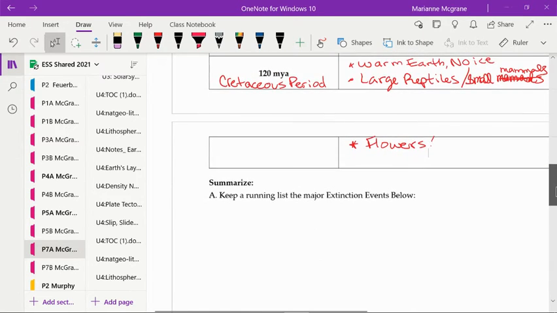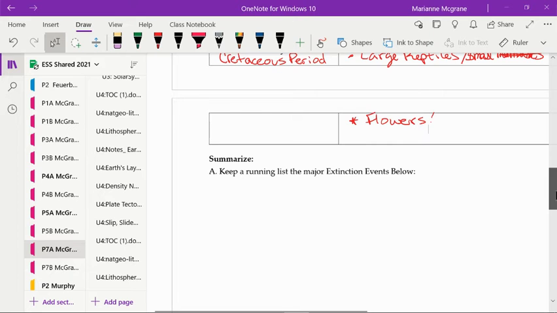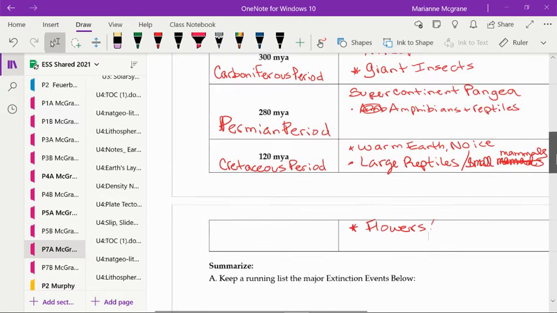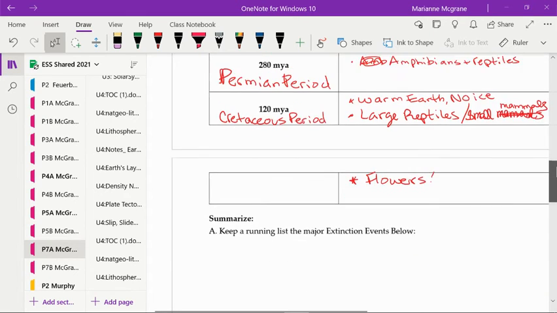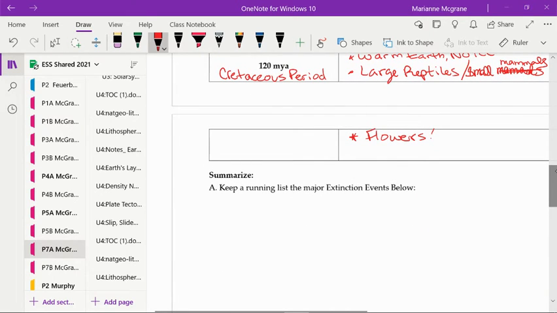On the back of your paper, we need to now look for all of the major extinction events. We found the very first one was 540 million years ago during the Cambrian period. So we're going to write that one down. 540 MYA. This was the Cambrian period. And we don't know what the extinction was at that time. We just know things died, as far as what this document is telling us.